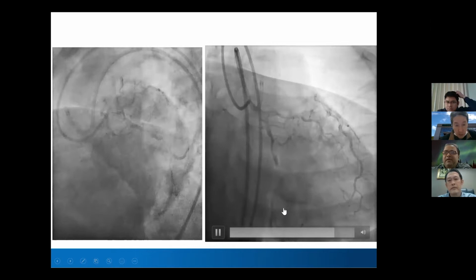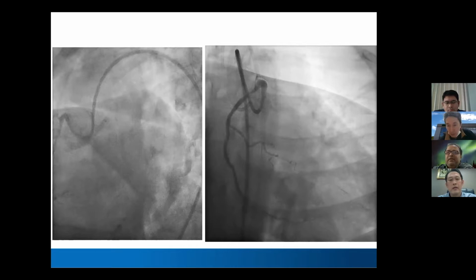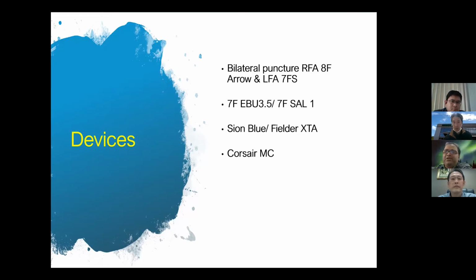The initial attempt was also done antegrade, which failed. So we did a bilateral puncture. We prepared to go in with the 8 French guide to the right, but after puncturing with the 8 French sheath, we found that we didn't have an 8 French EBU. So we used a 7 French EBU 3.5. We used a Corsair microcatheter, and initially a Sion Blue.